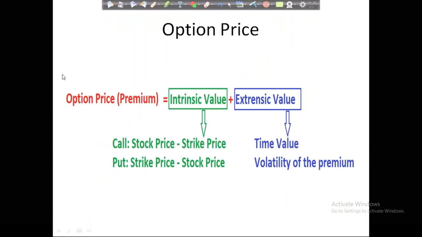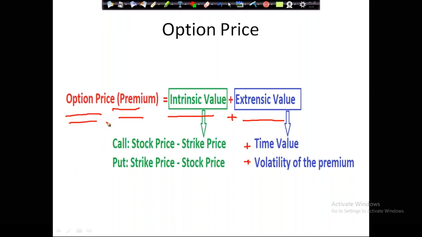Now, how the option price is determined. They calculate it themselves, but there is no need to for basic understanding. Option premium is equal to intrinsic value, whatever we have seen, plus extrinsic value. We are calculating this one, time and volatility. Whatever result comes, that is the option value. Suppose Nifty is running at a current price like 10,000, but the option premium is selling at like 20 rupees for any specific strike price. So how are we getting this 20? That is the formula.